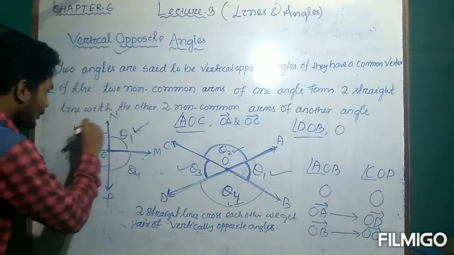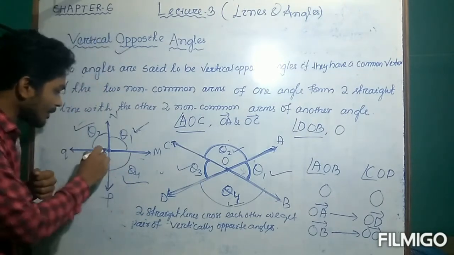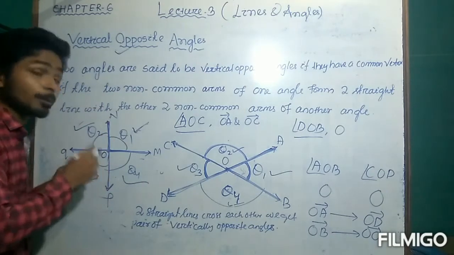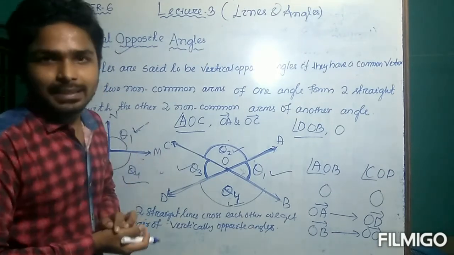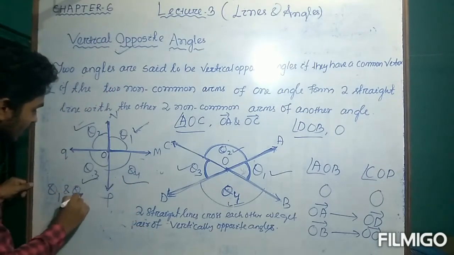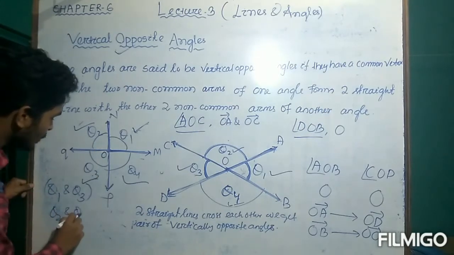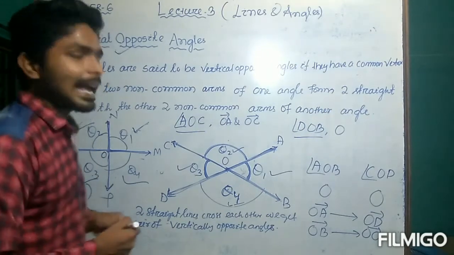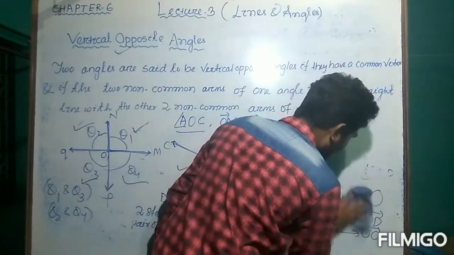Similarly, you can prove for theta 2 and theta 4, they are also vertically opposite angles because they have a common vertex, and the other two arms form two straight lines with the other two arms of the second angle, theta 4. So here also theta 1 and theta 3 are vertically opposite angles, and theta 2 and theta 4 are two vertically opposite angles. Okay? One more example we can take.